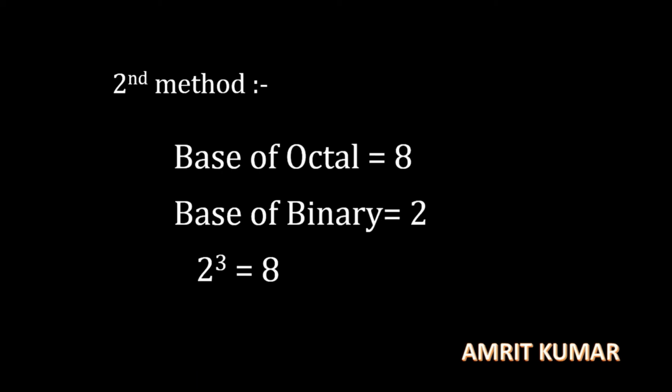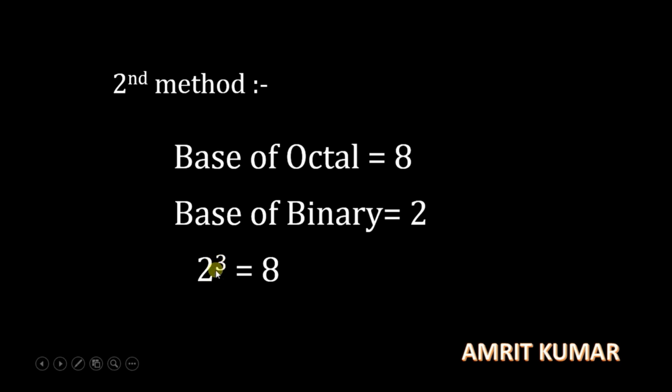The second method says that the base of octal is 8. We know that the base of octal is 8, and the base of binary is 2. So how can we convert this? We will use an equation for solving this. Here you are seeing 2 to the power 3. 2 to the power 3 is 8, which is the base of an octal number, and 2 is the base of a binary number.